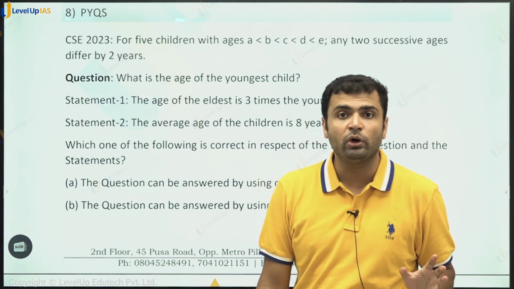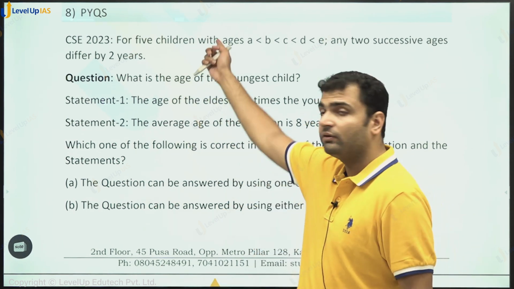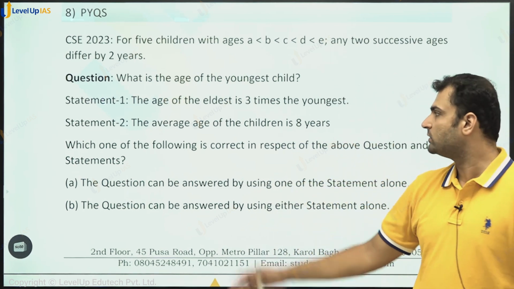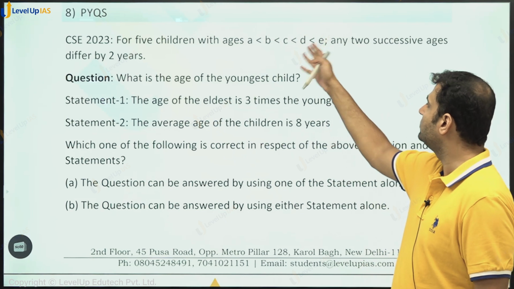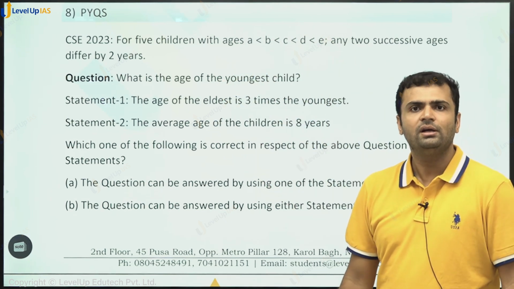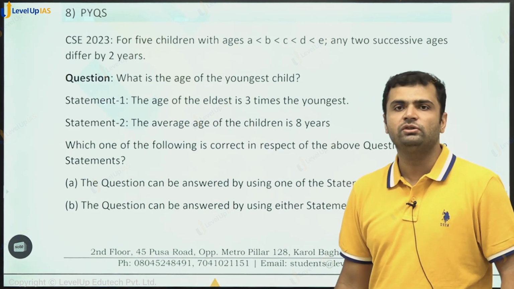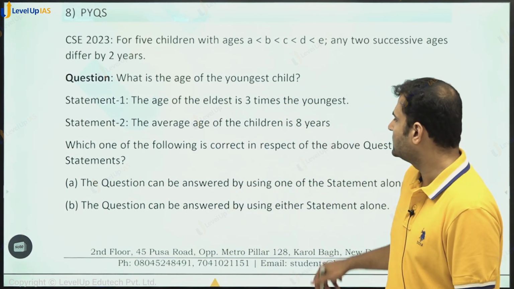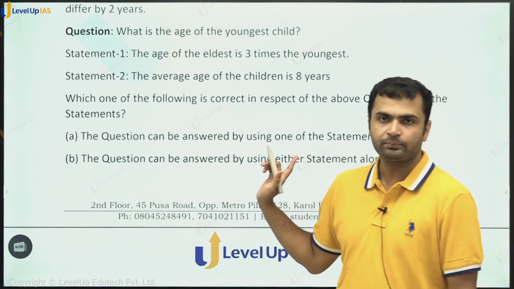तो पॉसिबिलिटी कब होगी? When we get, for 5 unknowns, 5 equations. 4 इक्वेशन है. ये statement 1 हमें एक इक्वेशन और देगा. It can be solved. Second statement: average age of all the children is 8. A plus B plus C plus D plus E divided by 5 is equal to 8. Is it an equation? Yes. So statement 2 से भी सॉल्व हो जाएगा, because statement 2 also gives us one equation. So the answer here is the question can be answered by either statement alone.